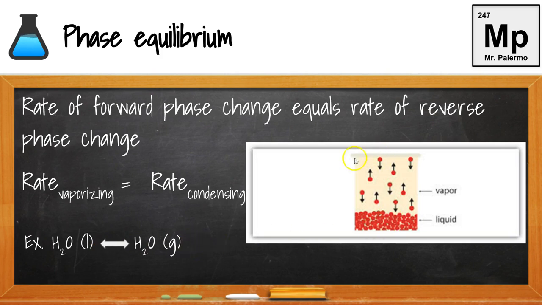And so if you put it into a closed container, we could see that. We'll see that the liquid level is not going to change over time because we're at equilibrium. The rate at which the liquid is turning to a gas or a vapor equals the rate at which that vapor is condensing back into a liquid. And so again, the concentration remains constant over time.